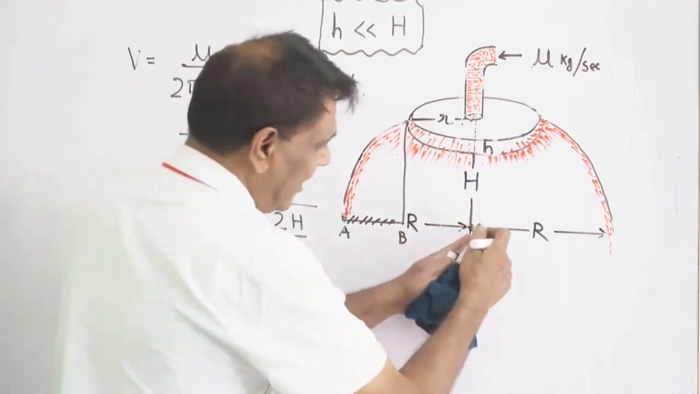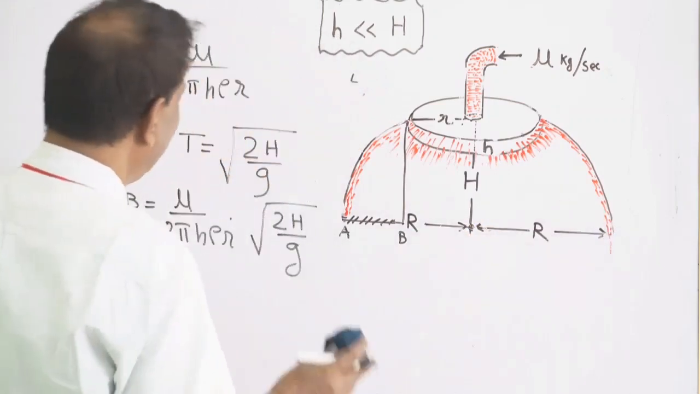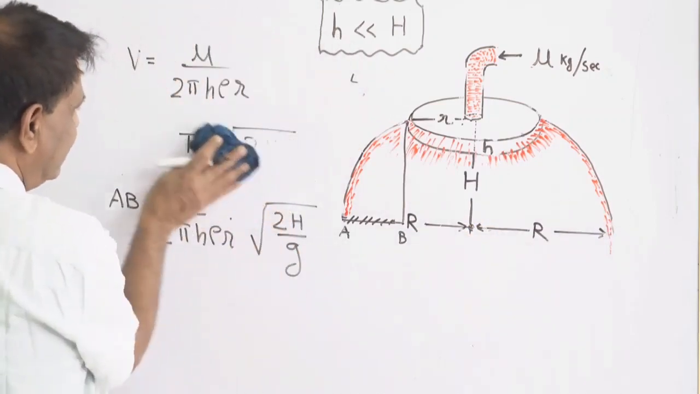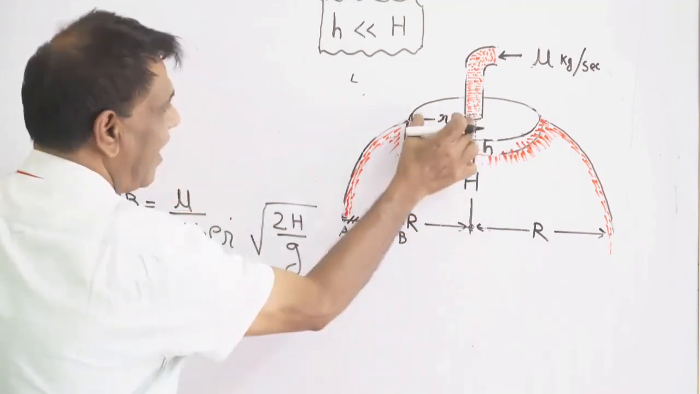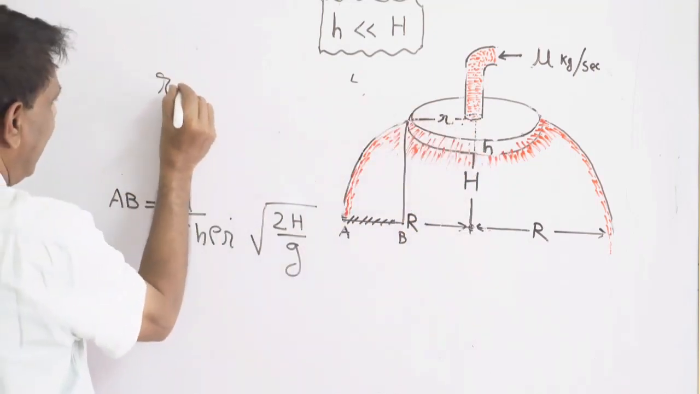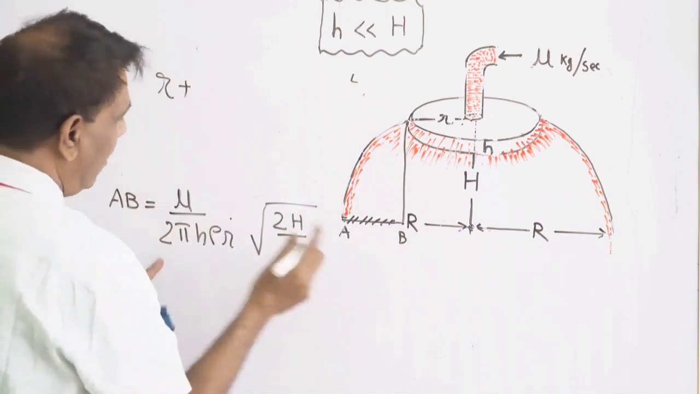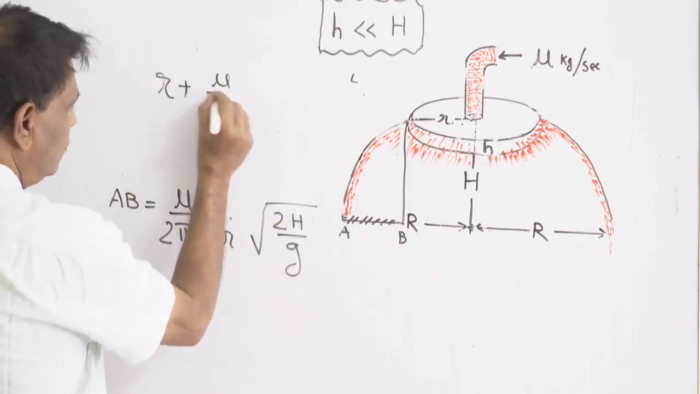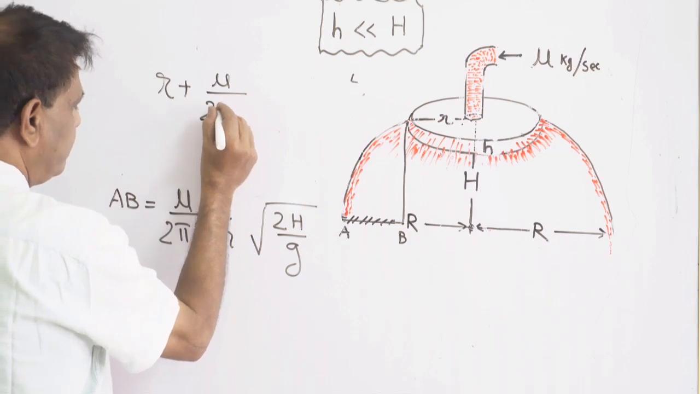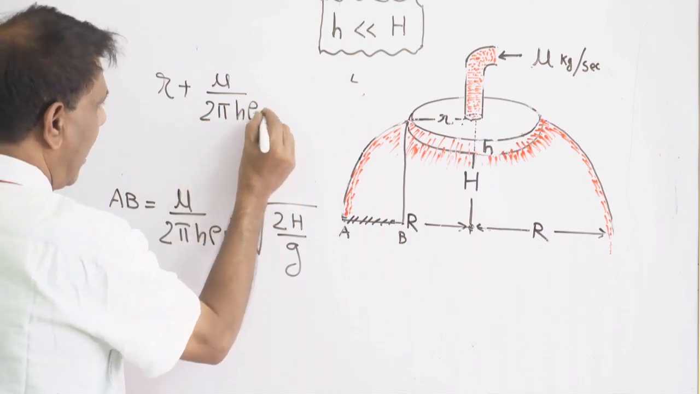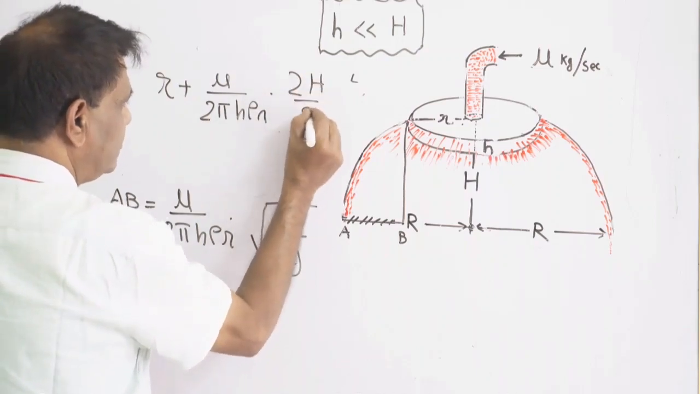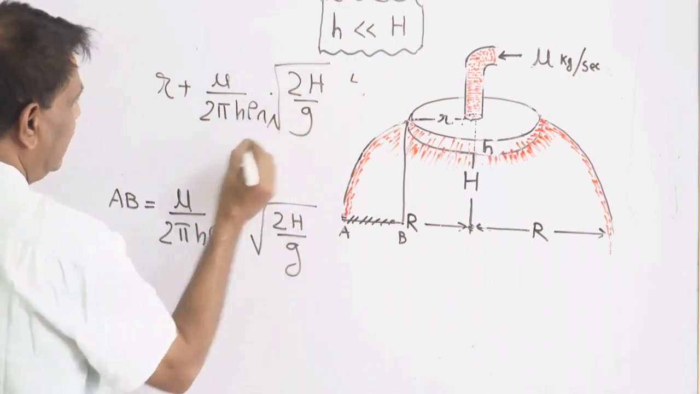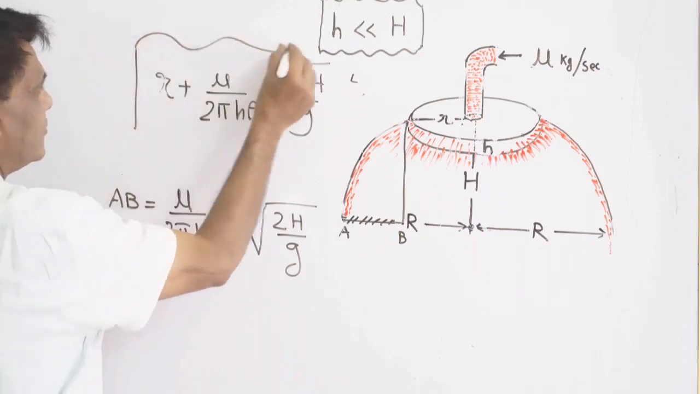Now they are asking you to find the radius of the dome. So what will you do for the radius of the dome? Let me erase this. In the radius of the dome, the radius of the disc is r, given, and this range we got as a projectile, mu over 2 pi h rho r into under root of 2H by g. Got it? So this is your answer.